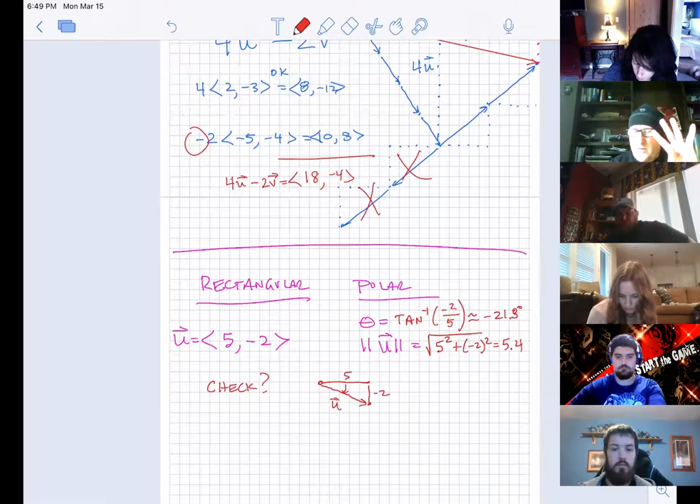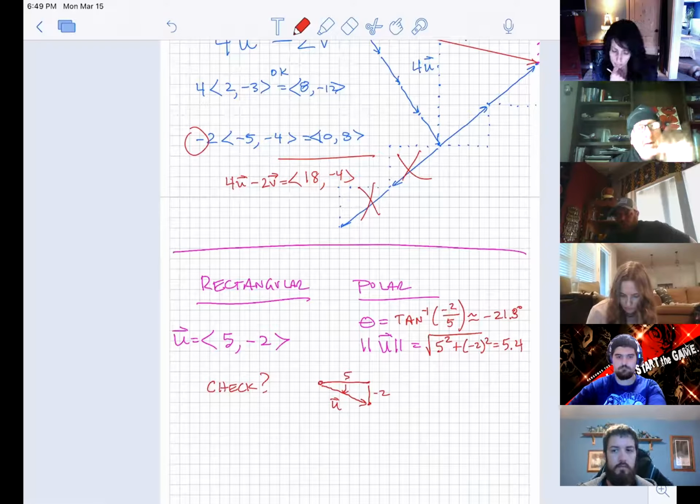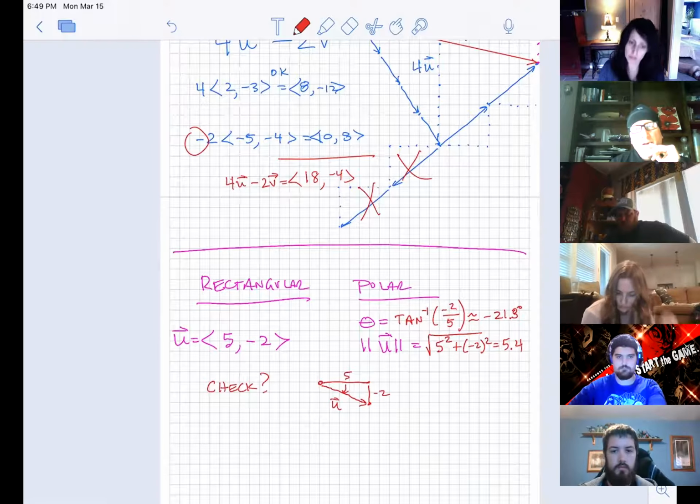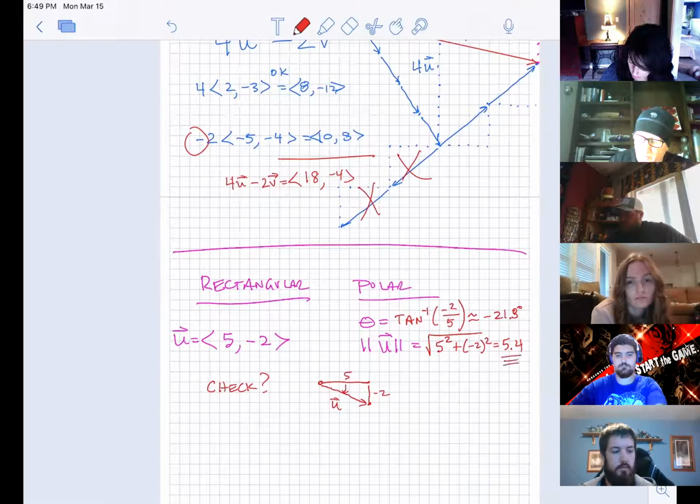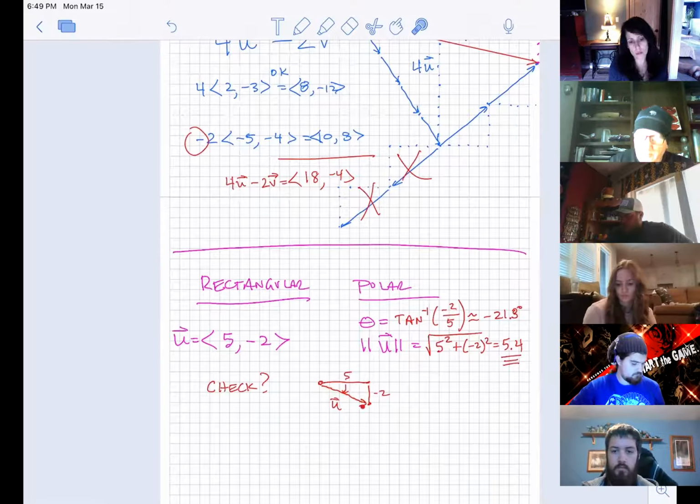So remember, inverse tangent is dangerous. I got lucky. I didn't check my work. You just got lucky because it happened to be in the fourth quadrant. You have to check it if it's in the second or the third, because it won't give you the right answer. But we were in the fourth, so great, the calculator gave us the right answer. So the angle looks about right. And the length is 5.4. Well, yeah, that looks about right too, because if this distance was 5 and this was 2, I'd expect this to be a little longer than 5, but not way longer.